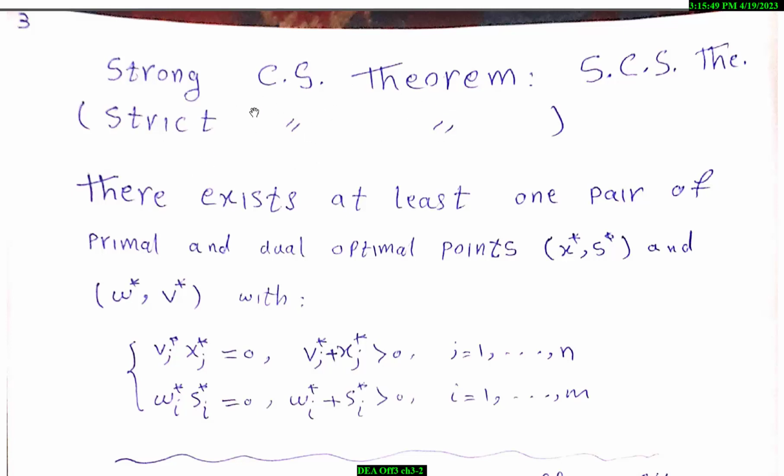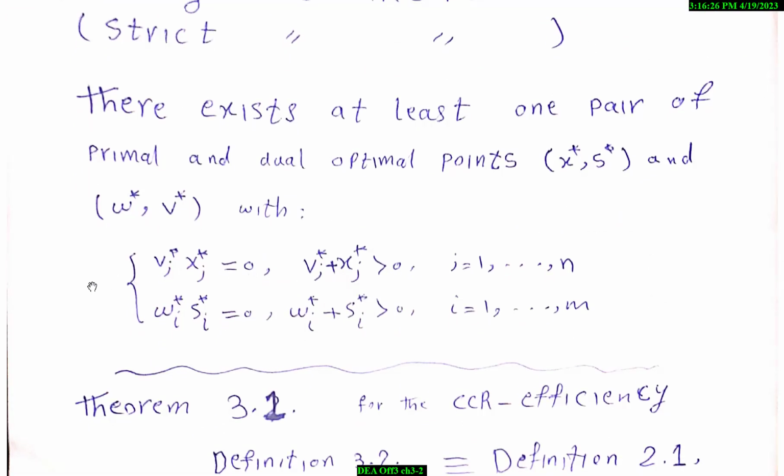But note that this theorem says there exists at least one pair of primal and dual optimal points or solutions. Note the difference. For complementary slackness, we have the complementary slackness conditions for all pairs, but here there exists at least one pair of optimal solutions with this strong or strict complementary slackness condition.